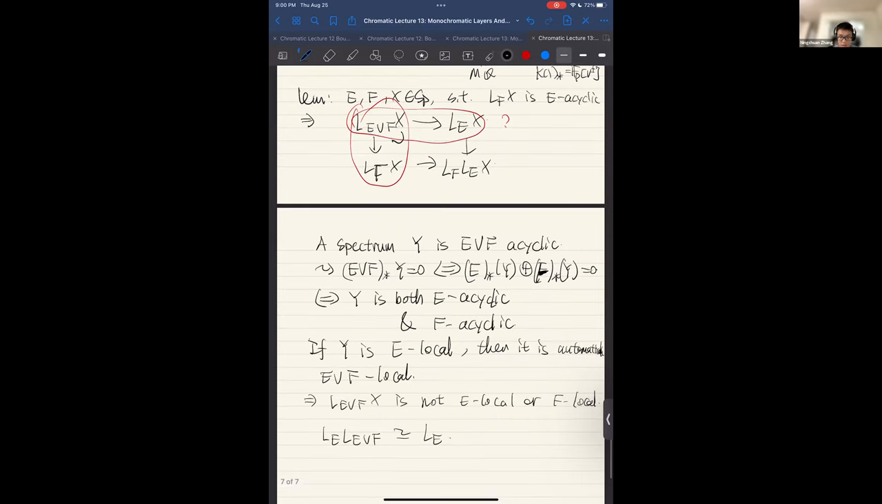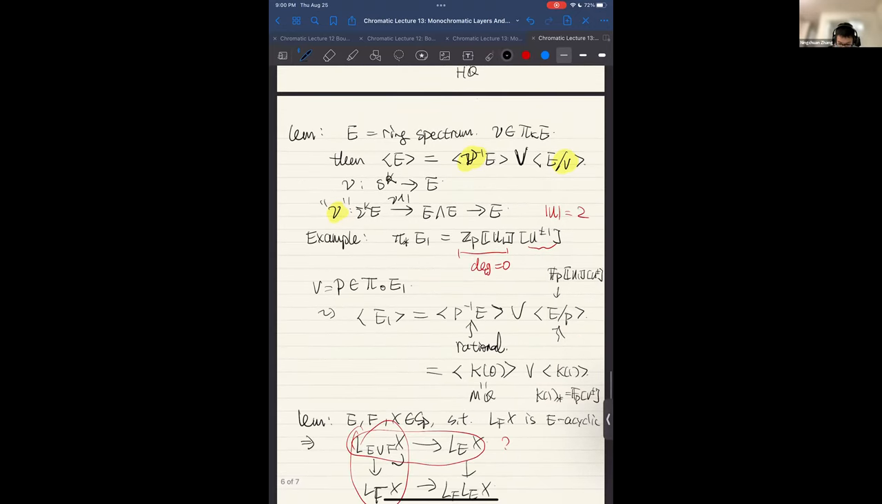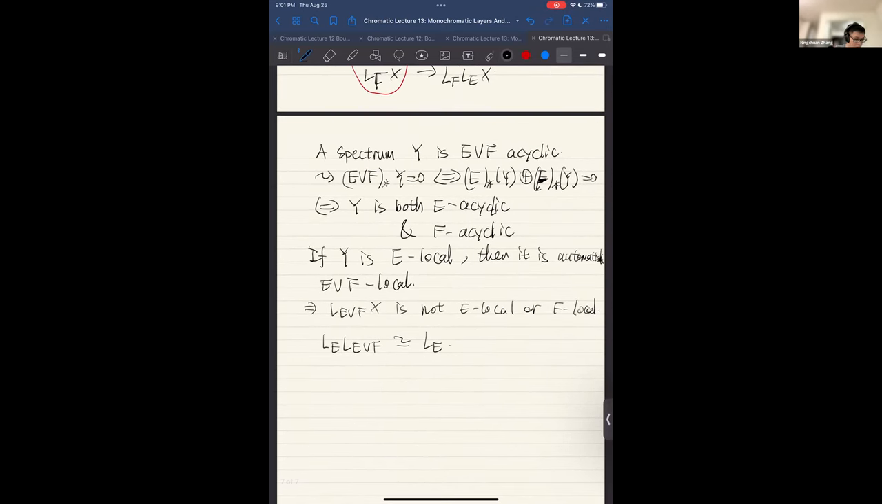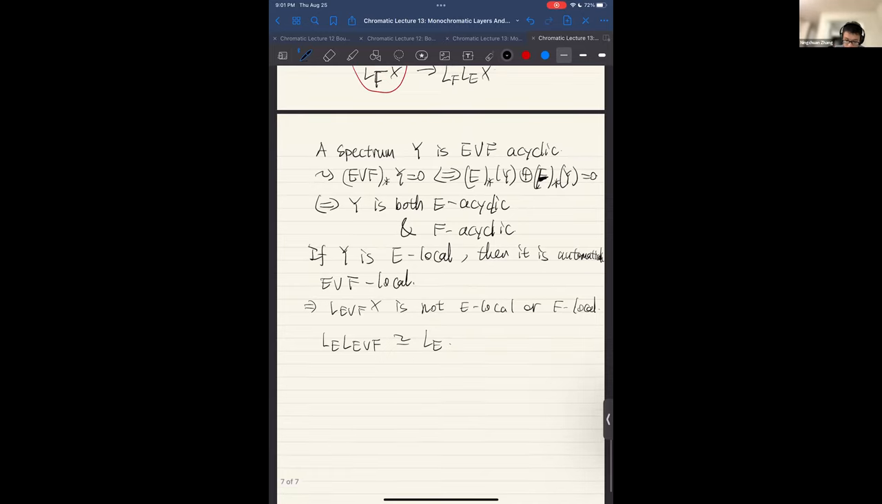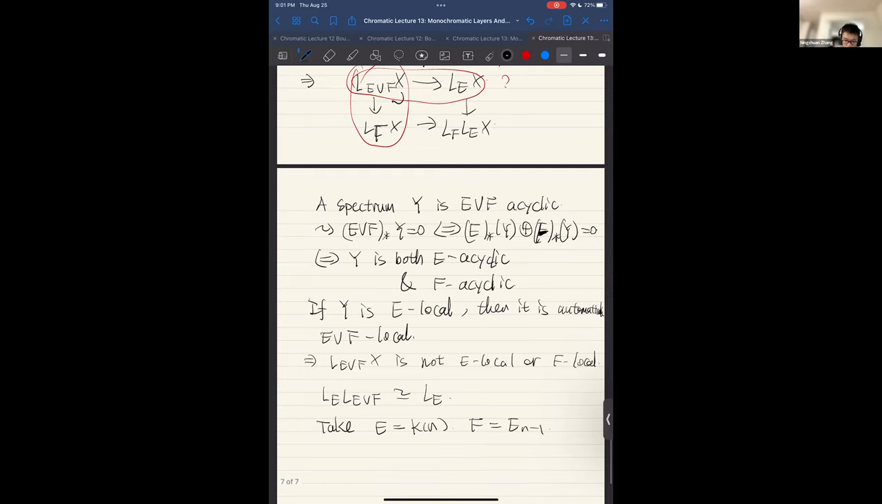And combined with this splitting of the Bousfield class of En and this fracture square, and of course we have to verify this assumption, which I'm not going to do, at the end of the day we get a further splitting. So now, in this story, take E to be Kn and take F to be E_{n-1}. Then we can check the E_{n-1} local spectrum.